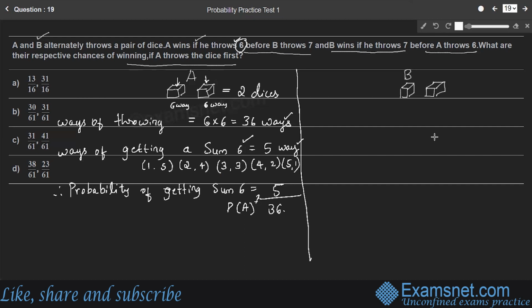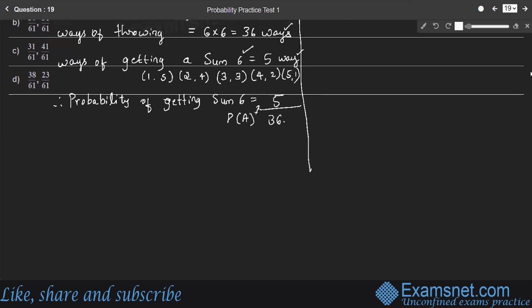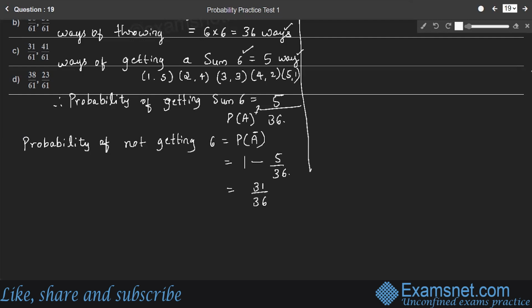Now we'll consider the probability of not getting sum 6. I'll mention it as P of A complement, or A prime. It is equal to 1 minus, because the highest probability is always 1, it cannot be more than 1. So we'll consider 1 minus 5 by 36, that is 1 minus the probability of getting sum 6, which is equal to 36 minus 5, that is 31 by 36. This is the probability of not getting 6, which is P of A prime.